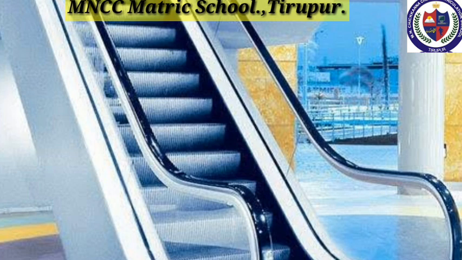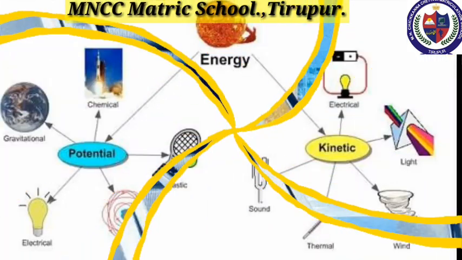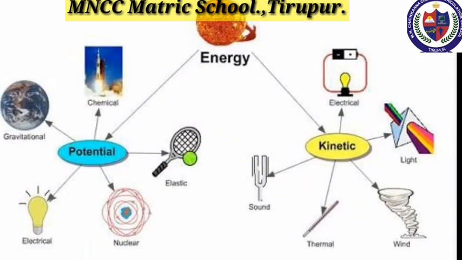So next we move to types of energy. Energy is classified into two types. They are potential energy and kinetic energy. The potential energy includes chemical energy, elastic energy, nuclear energy, electric energy and gravitational energy. Then kinetic energy includes electrical energy, light energy, sound energy, thermal energy and wind energy.